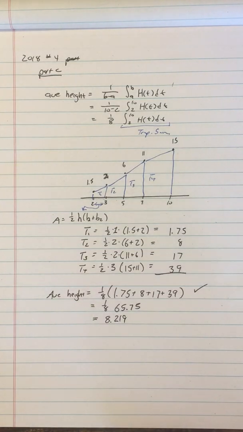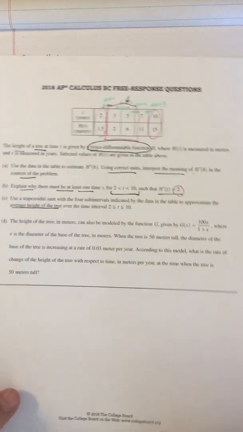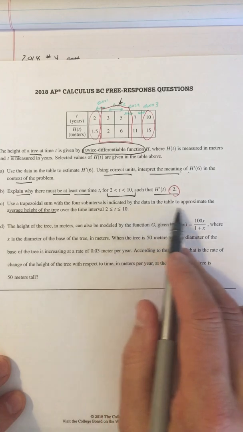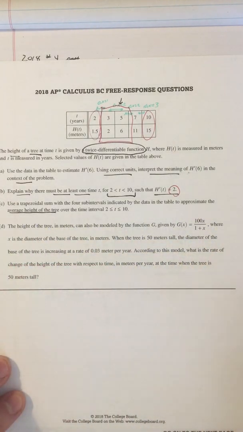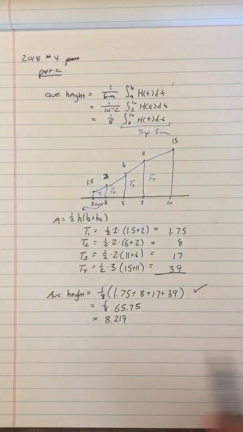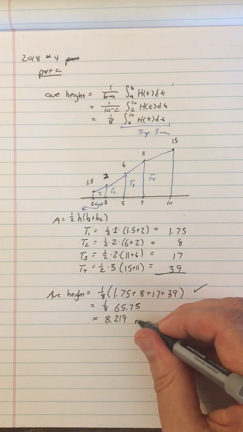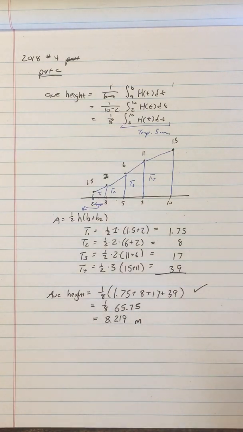So there you go. That is the average height of the tree over 2 to 10. And I don't think we have to say anything else about that. It just says approximate the average height of the tree, and we did that. It doesn't say anything about units or interpreting or anything like that, so we can just leave our answer 8.219. It'd be nice to put units on. It's meters, but you won't lose points if you don't, because it doesn't say anything about units in the problem.